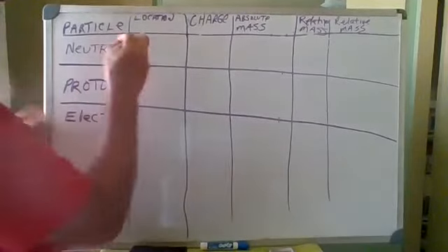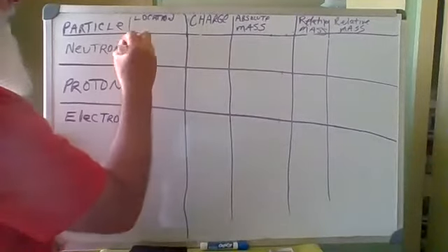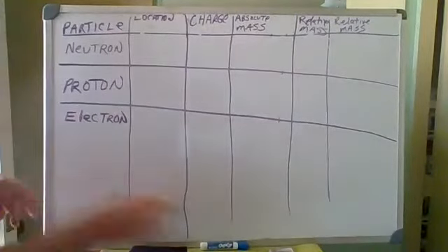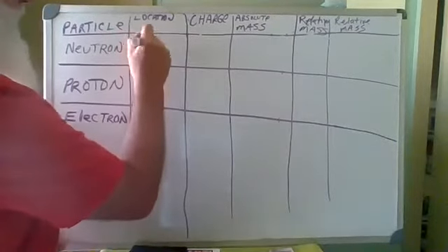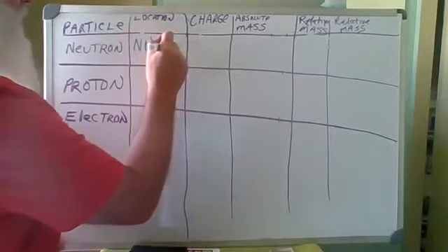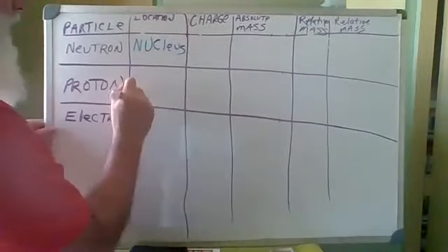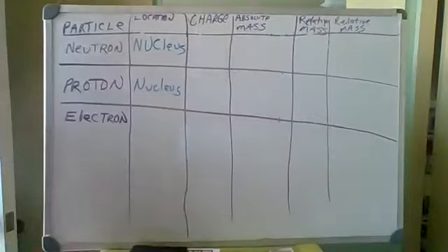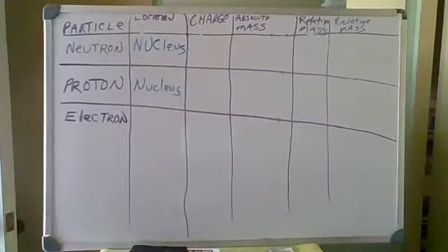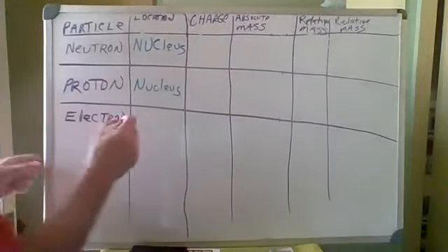So protons and neutrons, as we should know, are located in the nucleus of the atom, in the center. Right? And the protons are also located there. Right? And the electrons orbit the nucleus.